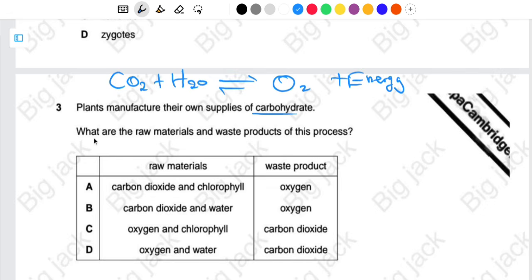What are the raw materials and waste products of this process? The raw materials are carbon dioxide and water. The waste product is oxygen.